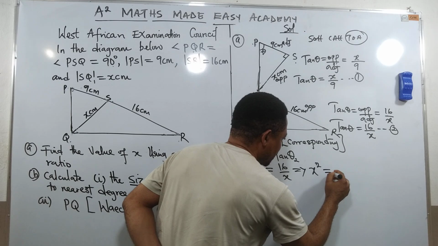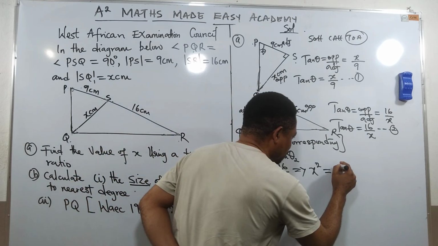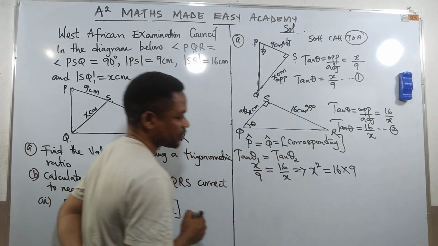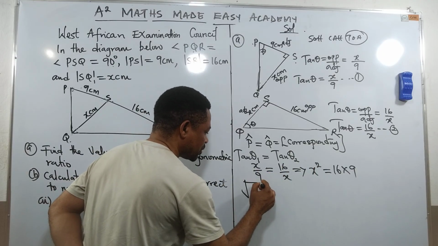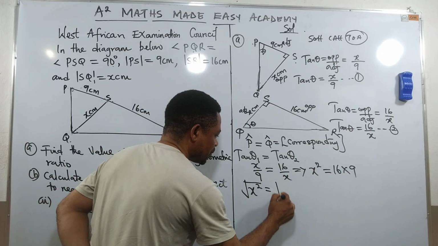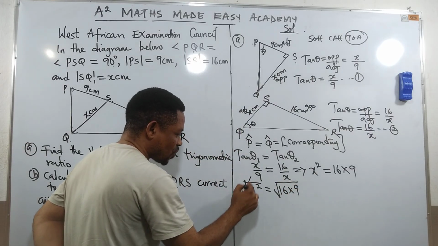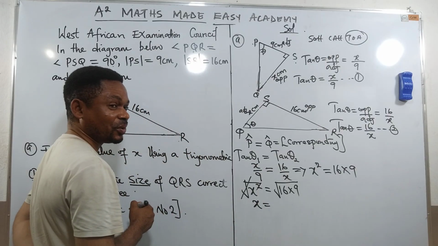X squared is then equal to 9 times 16. I'm not going to use that. I'll just leave it like this and call it 16 times 9. What is my target? Take the square root of both sides. I'll take the square root of x squared, and the square root of 16 times 9. Then this square root will cancel the power 2. I have made x the subject of the formula.